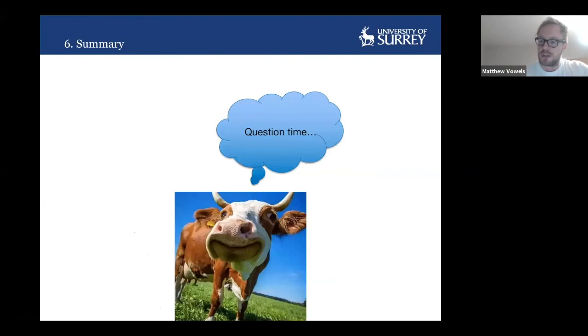I don't know if I've overrun. Oh, it's got 10 minutes left. I thought I'd bring the cow back just to cheer us up after that depressing talk.